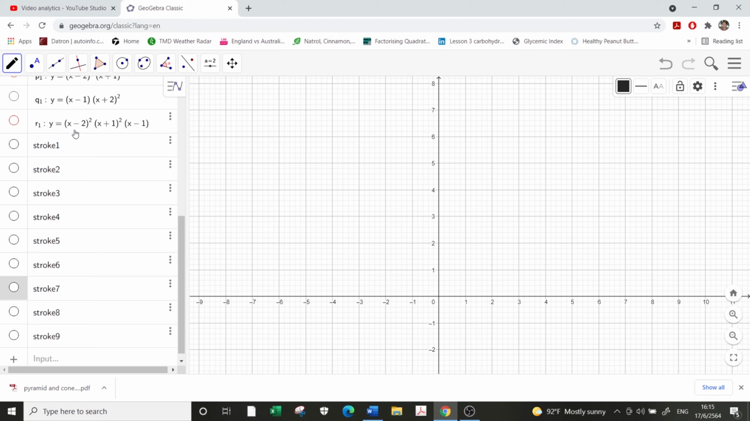In the last example, we have x minus 2 power 2, x plus 1 to power 2. These are both even powers. And x minus 1 to power 1, which is an odd power. If you expanded this, you're going to get x squared times x squared times x. So this will be x power 5, which puts it in the x cubed family. So let's have a look.